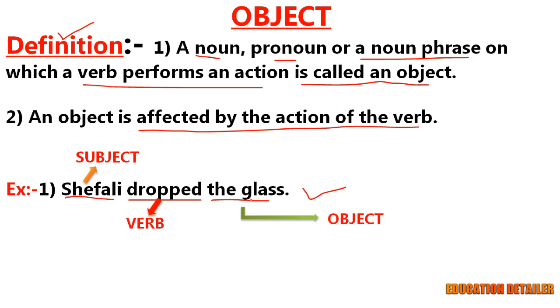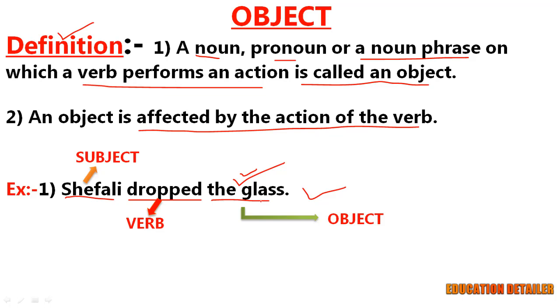So what was affected by the action? The glass. Hence, it is the object. You can also find the object by simply asking a question, what or whom? Sefali dropped what? The glass. I hope you have fully understood what the object is.